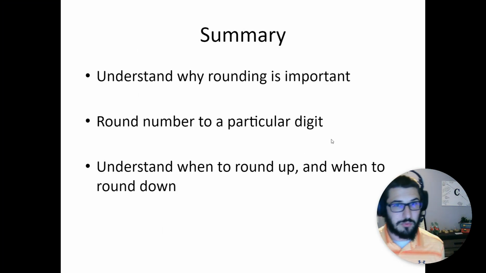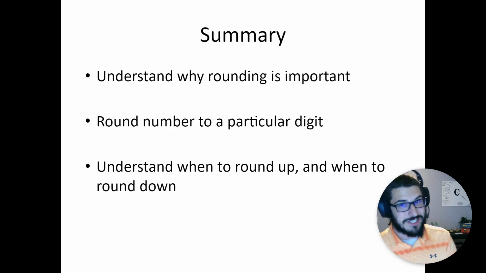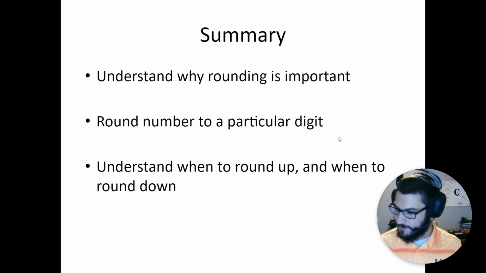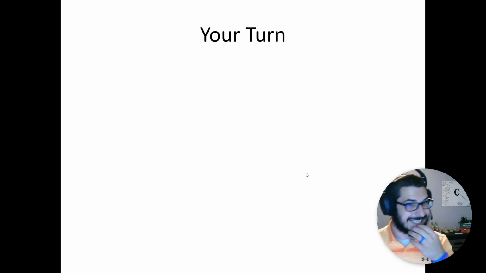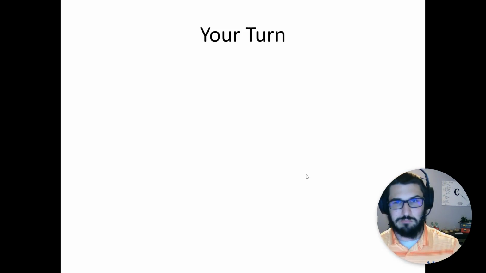Then in summary, we've got rounding. Why is that important? How to round to a particular digit, and then how to understand when to round up or when to round down. All right. Then from there, go ahead and take your turn. Try out those rounding numbers worksheet.